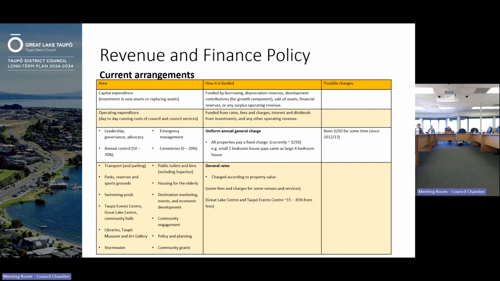Because we do, renewals occur throughout the life of the asset to keep it up at the level it needs to be to provide the level of service that we've promised. So that's what a renewal does. It keeps the asset where it's meant to be.